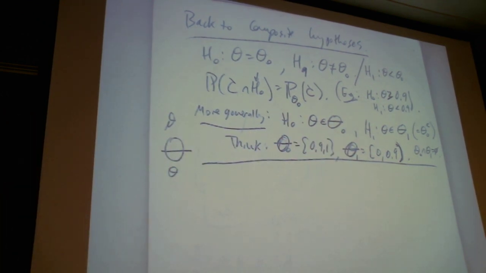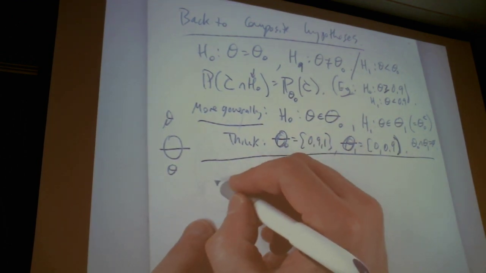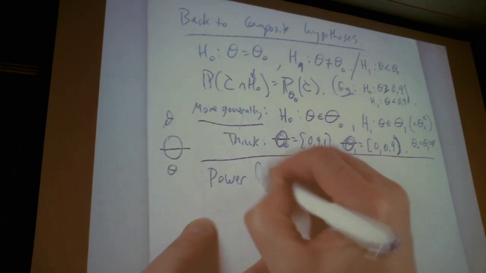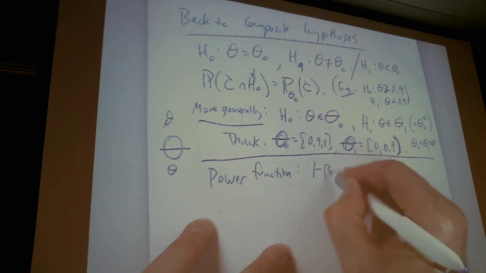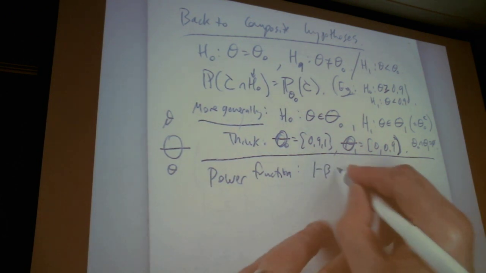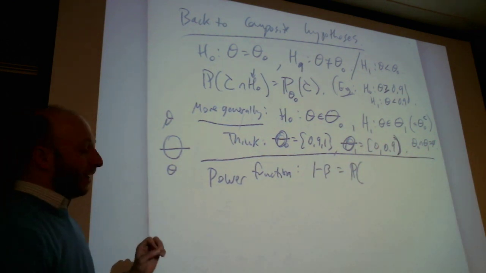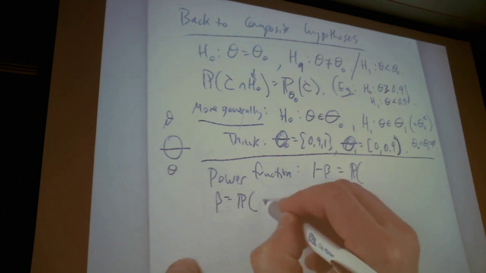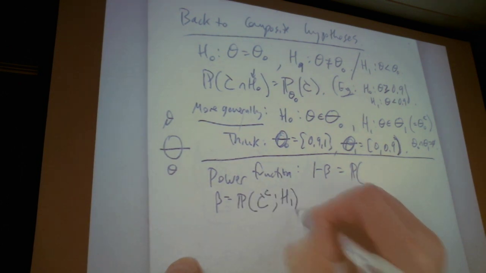Okay, so we talked a couple of times ago about a power function. Let me remind you what the power function is. The power is 1 minus beta. So beta is the probability of a type 2 error, which means you're in the complement of the critical region, but H1 was true.